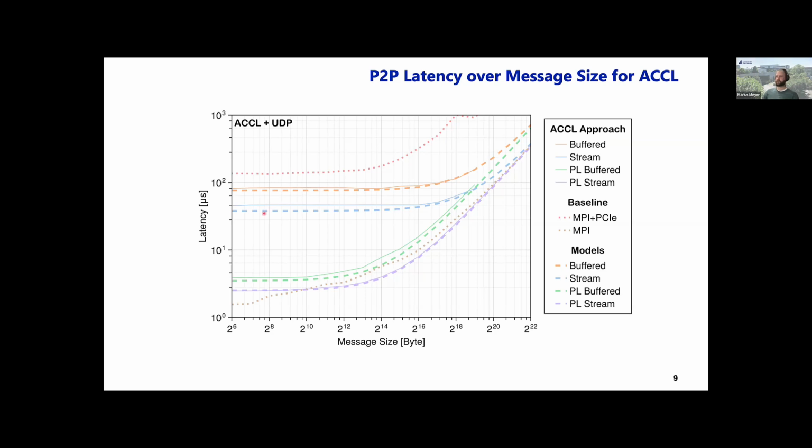What you can also see here in the plot is the difference between streamed and buffered communication. I already briefly mentioned the performance model that we built up, and the performance model is represented by these dashed lines for all the different configurations. And you can see that especially for the buffered communication, the latency is, even for large message sizes, higher than for stream communication. And this is basically because of the additional copy operation that we need in the case of buffered communication.